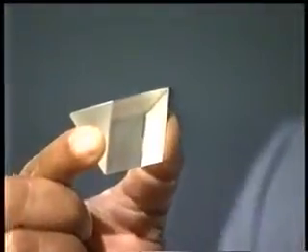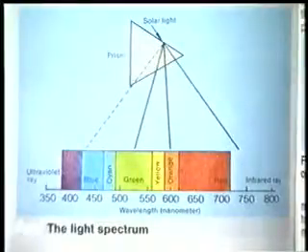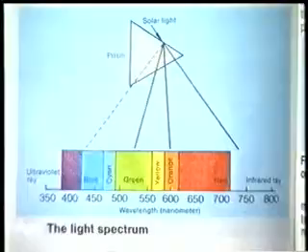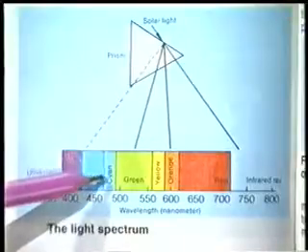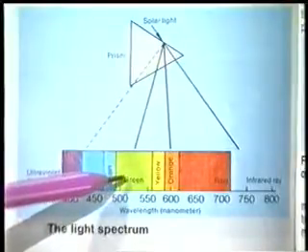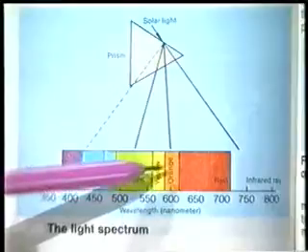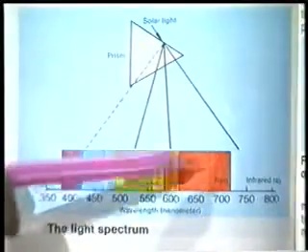I have brought a prism. If we put the sunlight on it, the sunlight is converted into the color spectrum. Let us see in this figure. The visible region has the 7 colors: purple, blue, cyan, green, yellow, orange and red.